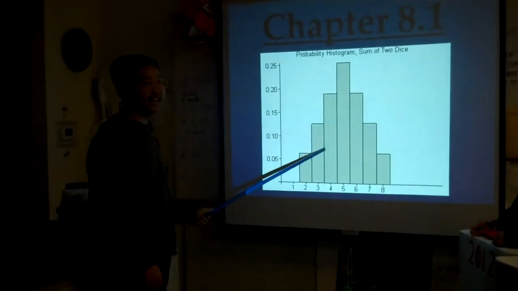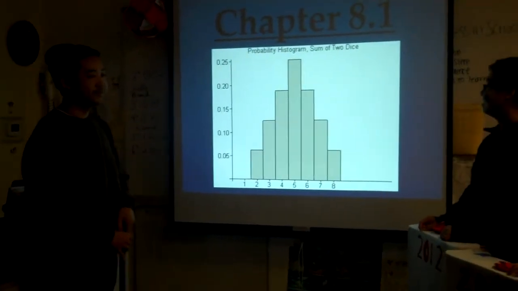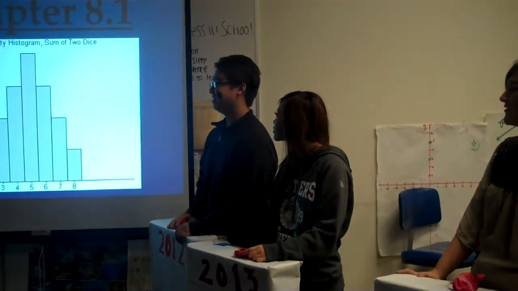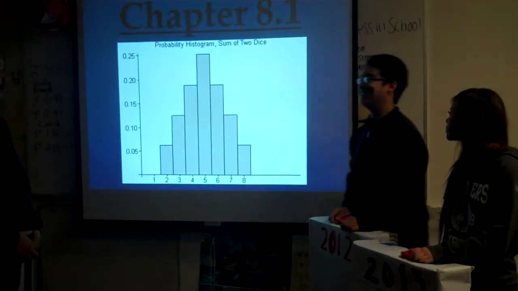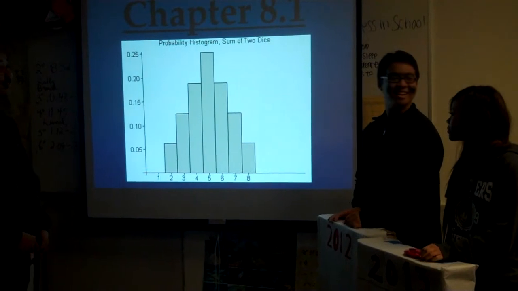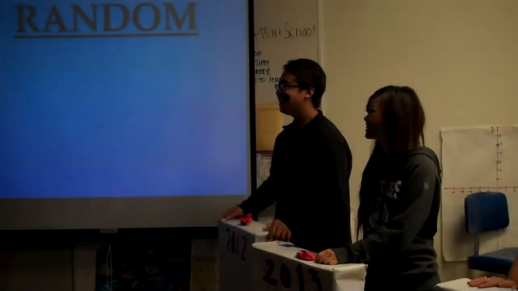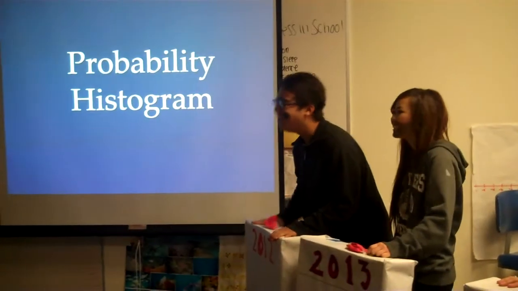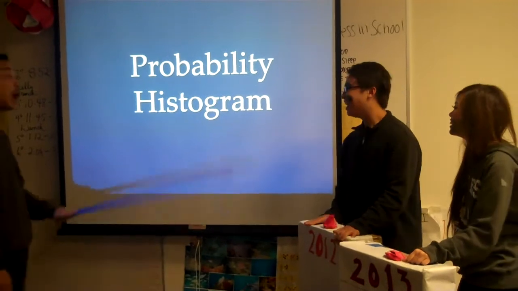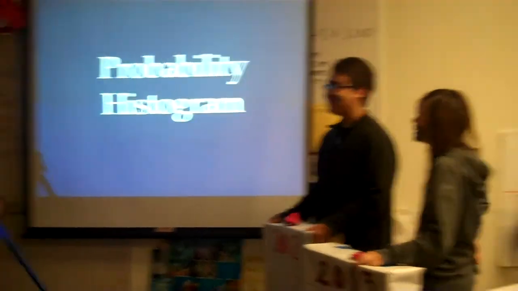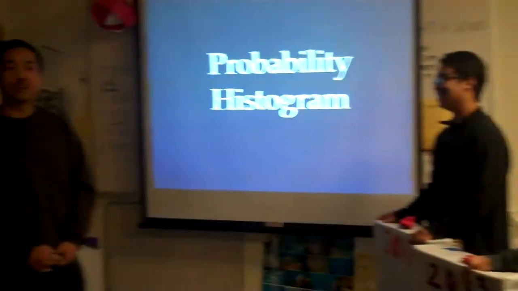What is this graph called in 8.1? Yes, Andy? Histogram. No! Wrong. That was a probability histogram. Let's see if Kayla is correct. Yeah, correct, just like right there. And you still got it wrong. It's a probability histogram. Kayla will get 400 points for that round because Andy got it wrong because he did not say probability histogram.